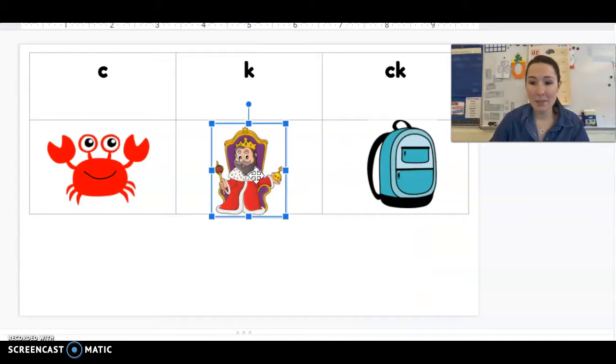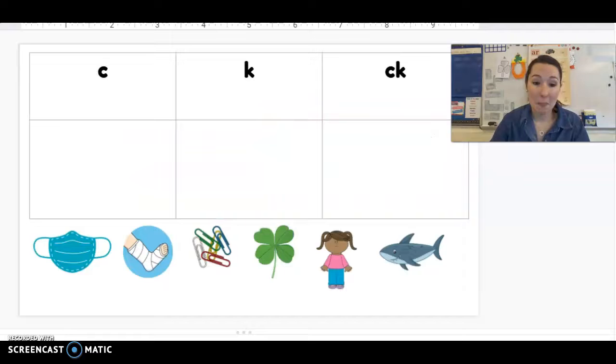All right, are you ready? Here's your job now. I want you to sort. There's 2 more slides with pictures. Let's go over what the pictures are. And I want you to sort them best you can with C, K, or CK.